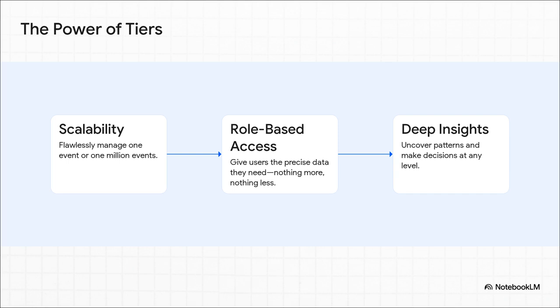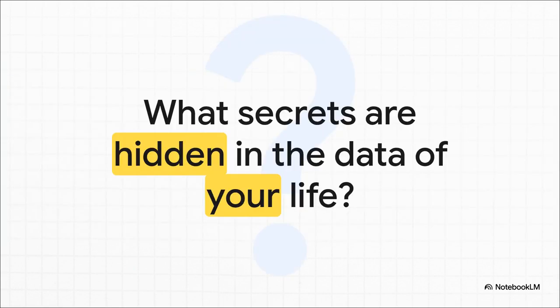Second, role-based access. This is huge for security. It makes sure a guest can only see their own invites, an organizer only sees their events, and so on. And finally, you get these deep insights. The structure lets you ask the right questions at the right level, and that uncovers powerful patterns you'd totally miss otherwise. What we've really seen here is that this elegant, layered structure isn't just for calendar invites.